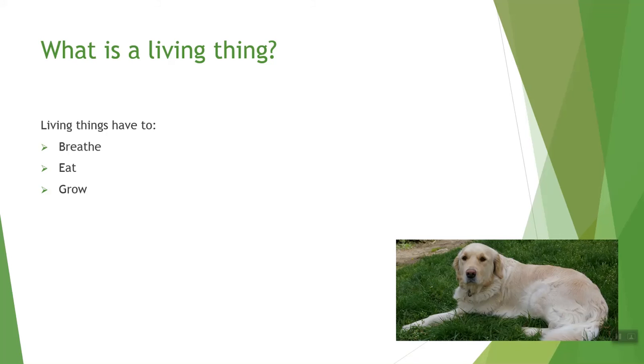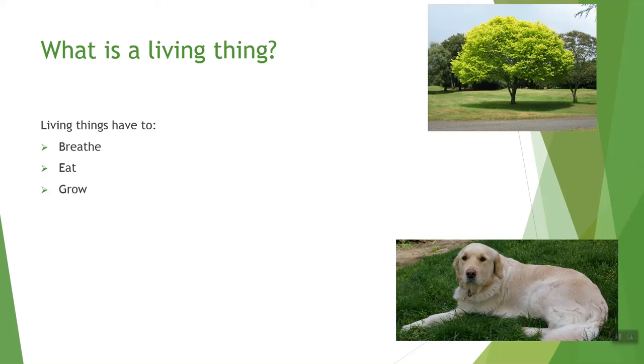Another example of a living thing are trees. Trees are living things. They breathe, eat, and grow. They do it very differently than how dogs do it, but they are still a living thing.